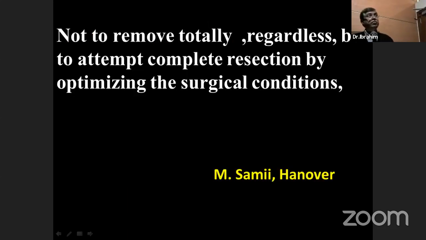So, not to remove totally, regardless, but to attempt complete resection by optimizing the surgical conditions. So it needs a good anesthetist, it needs a neurologist, a good neurosurgeon, a good oncologist to do this kind of surgery.